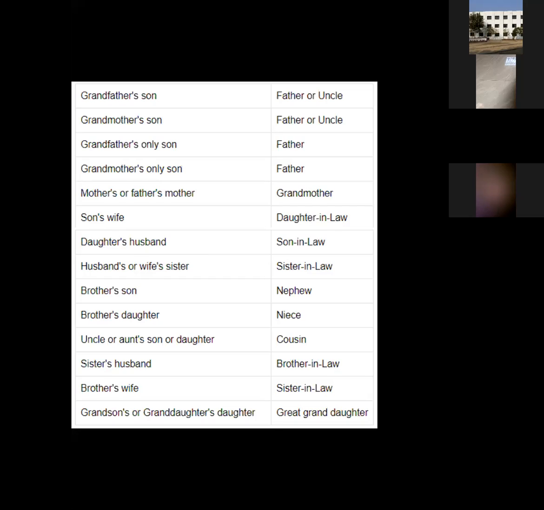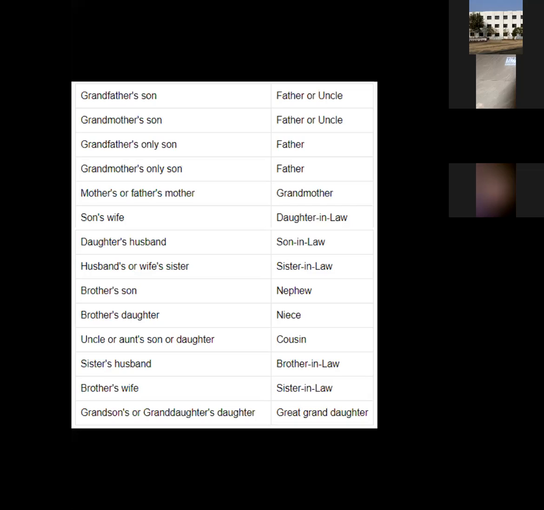So whenever grandfather's or grandmother's son is called, it will have two options only. If it is an only son, there is no possibility of having an uncle, so it is always the father. Therefore grandfather's only son and grandmother's only son is always the father. Now, mother's or father's mother is always very easy. I think nobody is having any difficulty here. Mother's or father's mother is always grandmother.